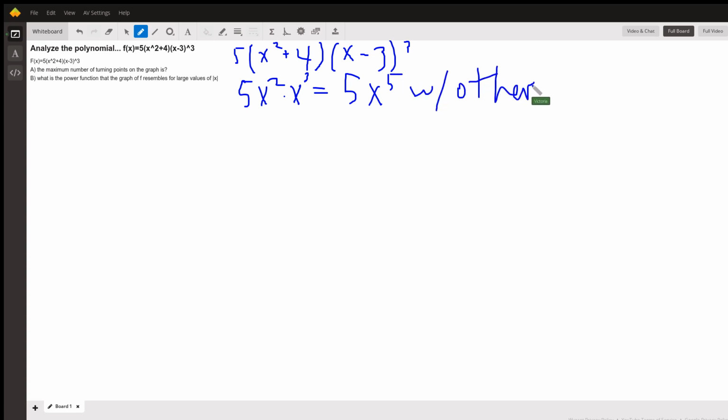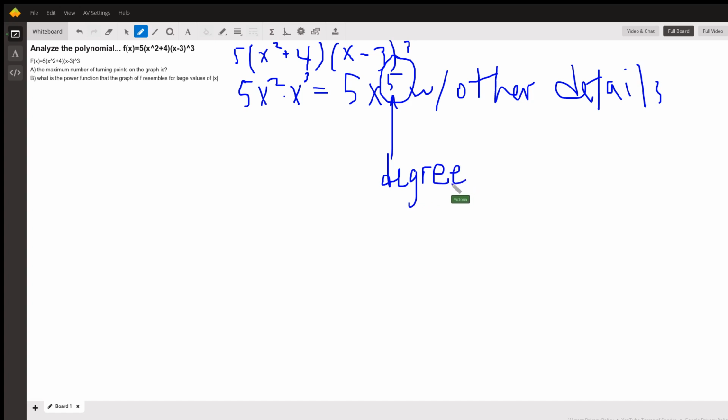With other details that we're not going to talk about right now. Other bumps, etc. The key is that the highest degree here, this 5, this is called the degree. The maximum number of turns it can have is the degree minus 1. So the degree here is 5. If you subtract 1, you get 4. And so 4 is the answer to A.